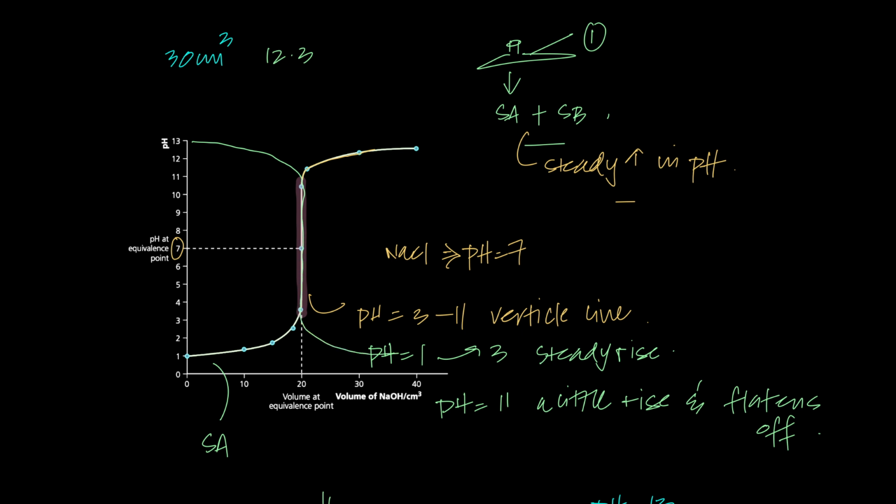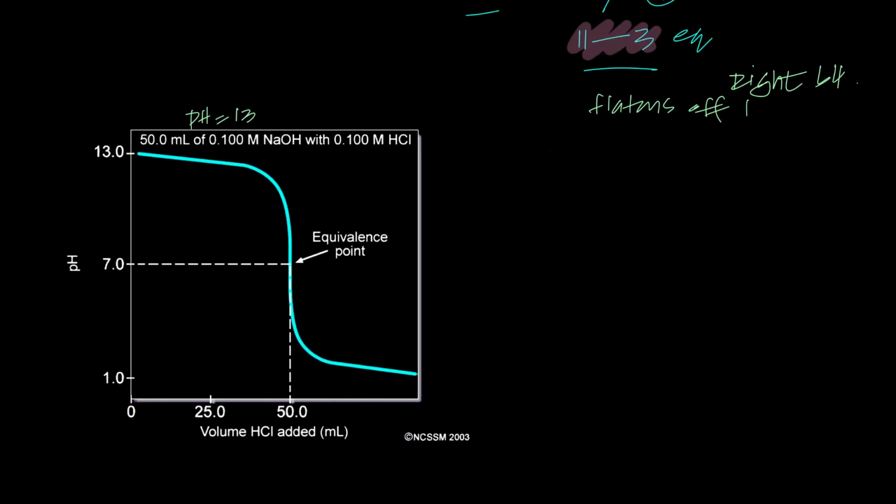This is how it looks if you started off with a strong base in the conical flask: the initial pH would be this. Then this is the vertical line at 11 up until 3. After 3, it starts to flatten off, and it flattens off right before 1. That's how it looks right here. You can check it out. And in this case, he's using 50 cm cube of NaOH. So what should be the volume at the equivalence point? It should be 50 cm cube.